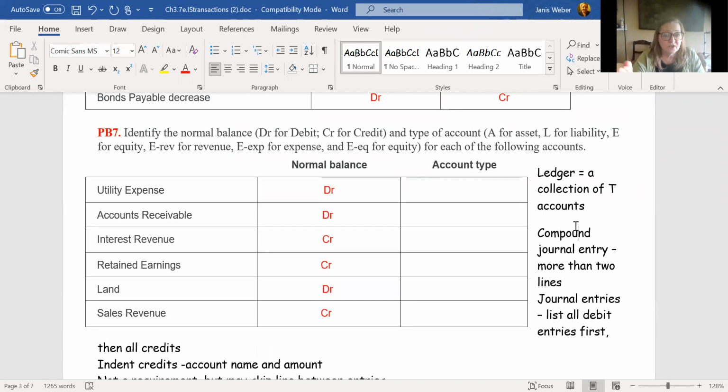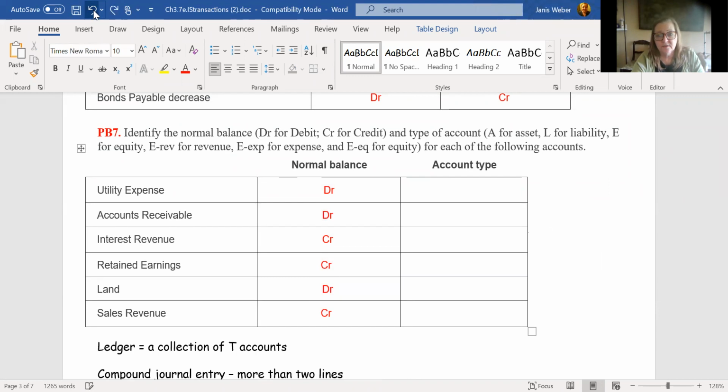Normal balance for revenue accounts is a credit. Normal balance for retained earnings is a credit. Normal balance for the asset land is a debit. Normal balance for sales revenue is a credit. So then what account type is it?